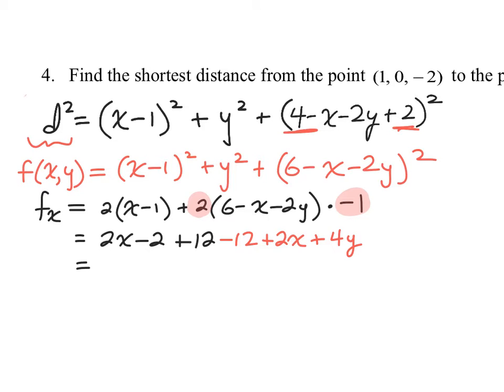So it's like, oh wow, great, the 12's canceled. But unfortunately not much of anything else. So we have 4x plus 4y minus 2. So that's my first order partial with respect to x.